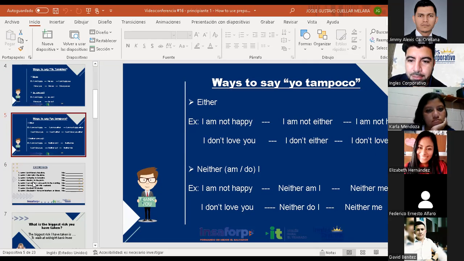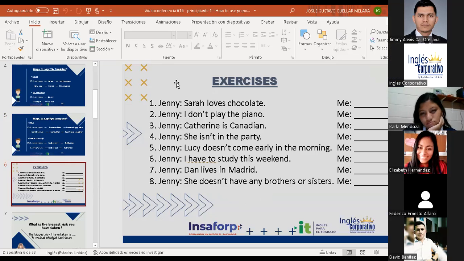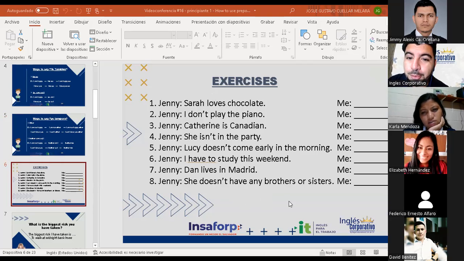Vaya, voy a hacer la primera. No, voy a hacer la última. Los profesores de matemáticas siempre hacen las primeras y las últimas se las dejan a los estudiantes. Así que no voy a cometer ese pecado. Bien. Number eight. Número ocho. She doesn't have any brothers or sisters. Ella no tiene ningún hermano ni hermana.